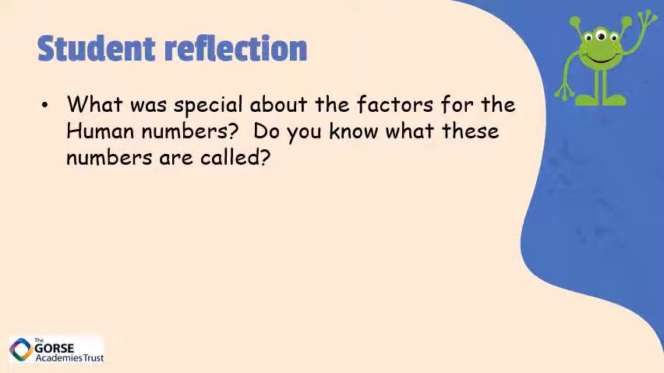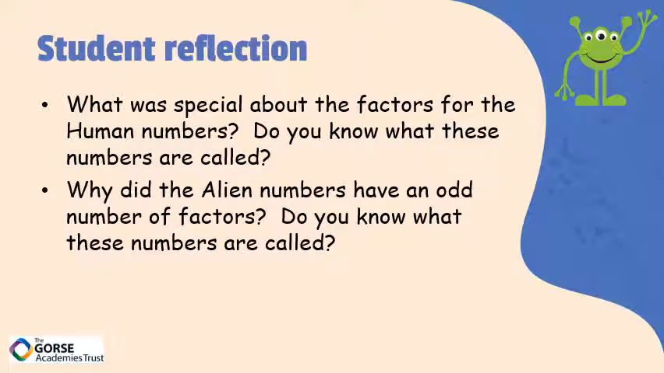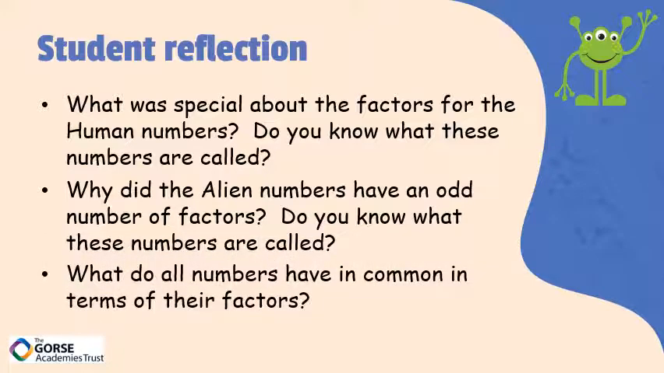So here are some questions to reflect on what we've learnt today, which you can use in your Bridging Activities reflection booklet. So the first one, what was special about the factors for the human numbers? Do you know what these numbers are called? Why did the alien numbers have an odd number of factors? Do you know what these numbers are called? And what do all numbers have in common in terms of their factors? Use your reflection booklet to answer these questions, and we'll go through the answers on the next slide.